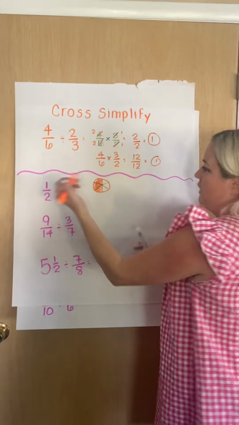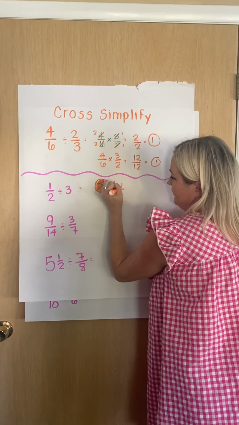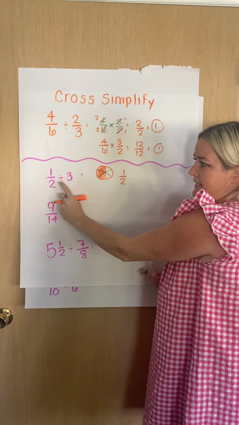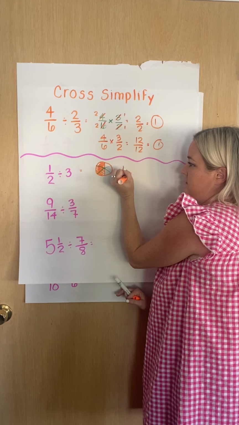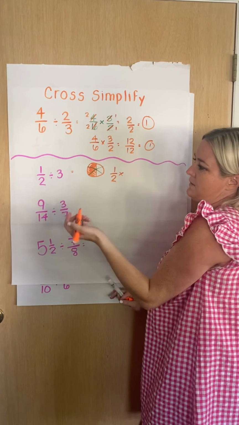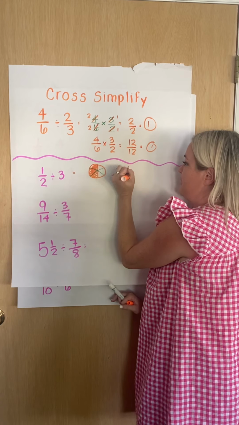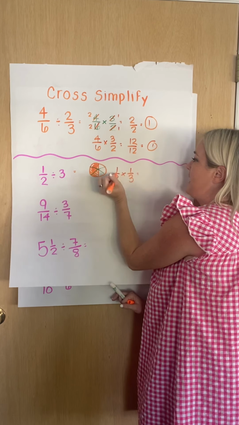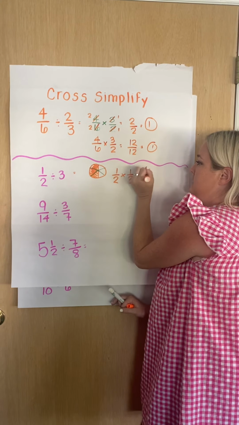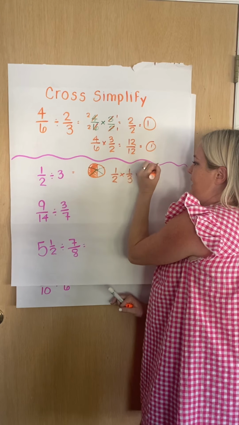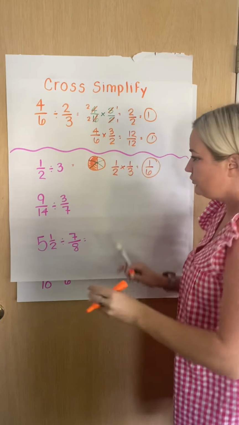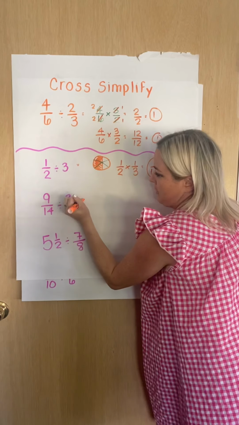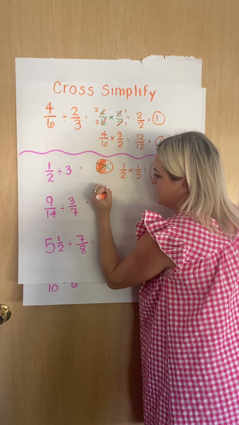Anyway, if I have 1/2, I'm going to change my sign from division to multiplication. And then I'm going to use my reciprocal, so it would be 3 over 1, which would be 1/3. I'm going to multiply across. 1 times 1 is 1. 2 times 3 is 6, and my answer is 1/6. This one over here, I'm going to do 9/14.